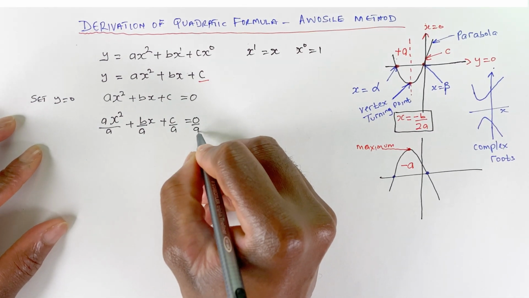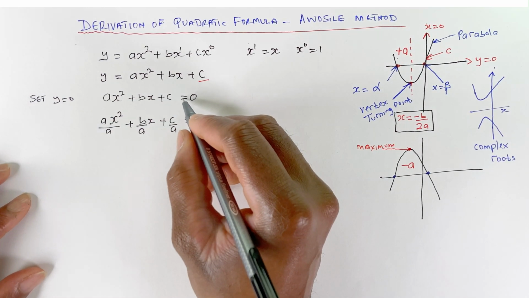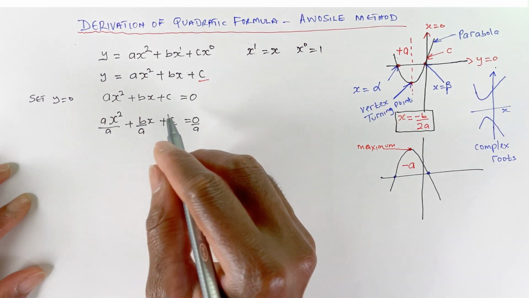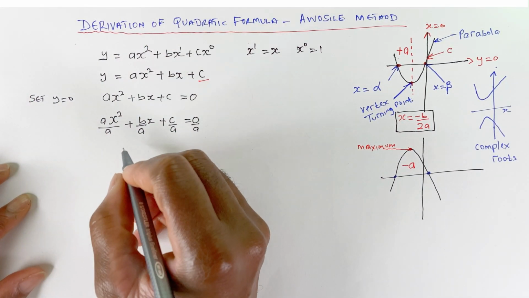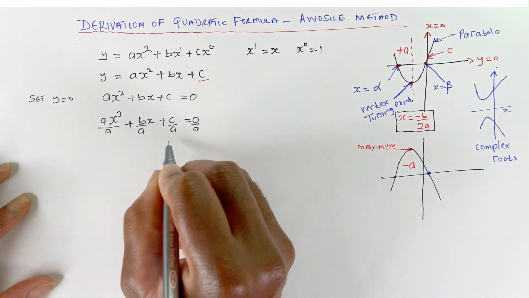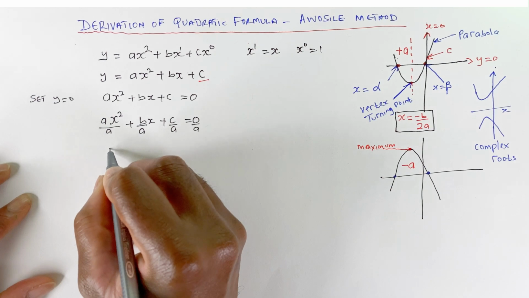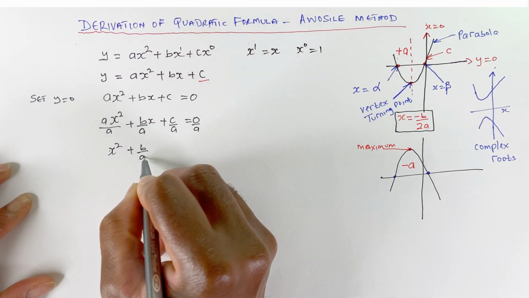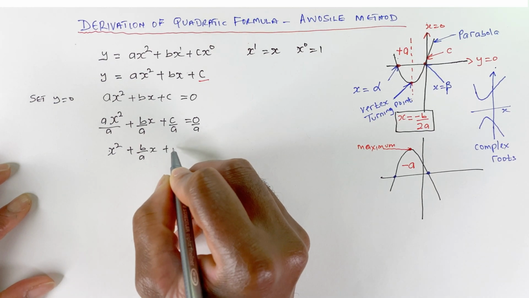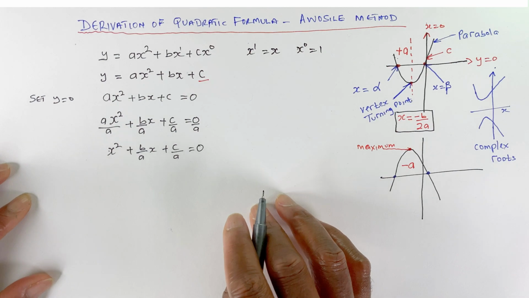0 over a. Now I can do that because there's an equal sign. If there's no equal sign, if it's an expression, I just take a out as a common factor. And then I will have x squared plus b over a x plus c over a equal to 0.